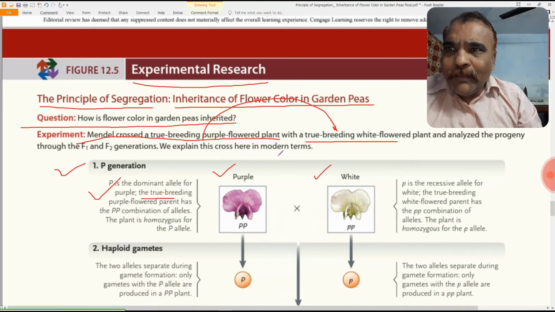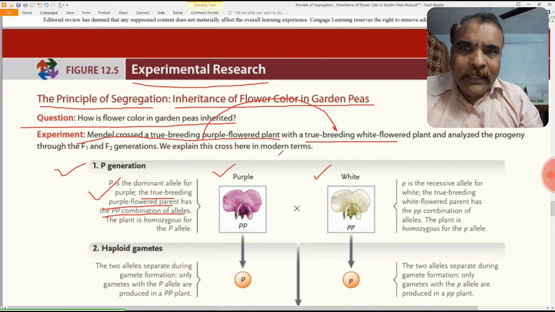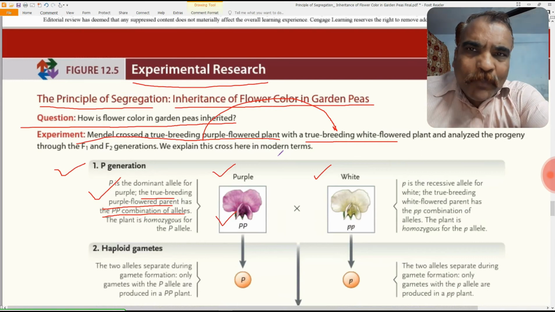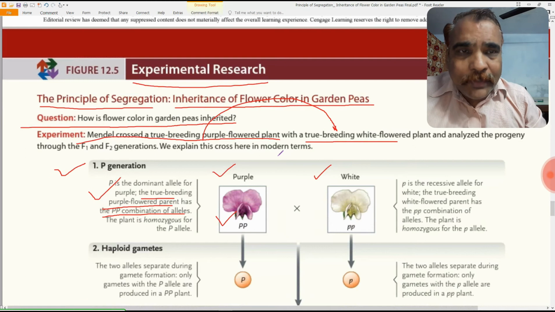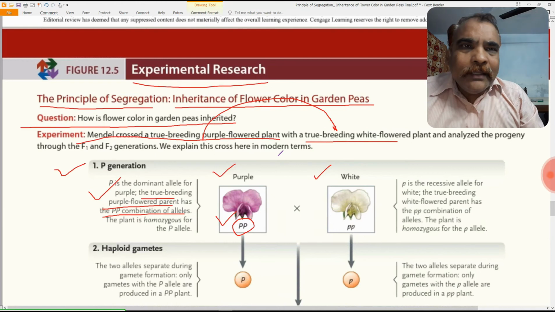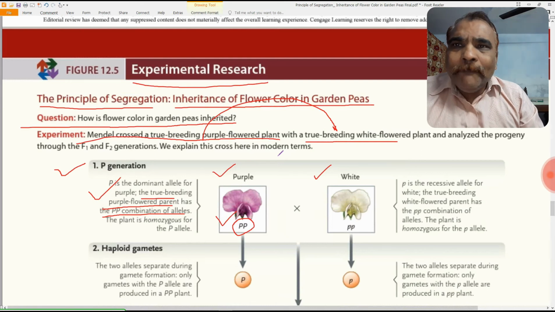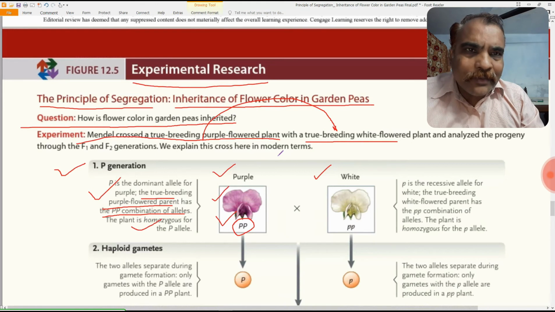And the true-breeding purple flower parent has the PP combination of alleles. Here you can see the purple flower has two dominant alleles, and the allelic combination is capital P, capital P. Both alleles are of the same type, and the alleles are dominant. That's why this parent is known as homozygous for the capital P allele.